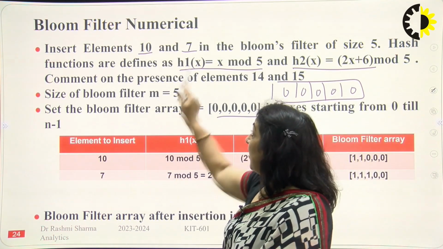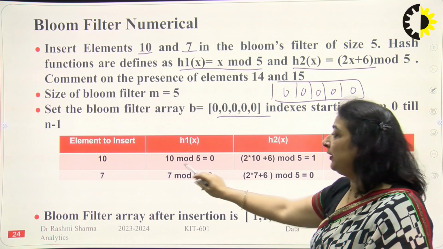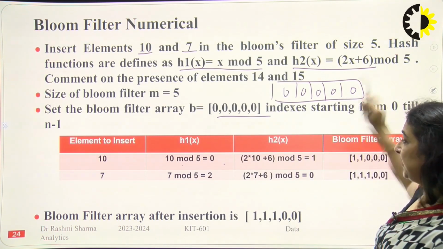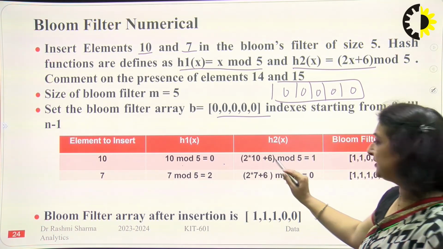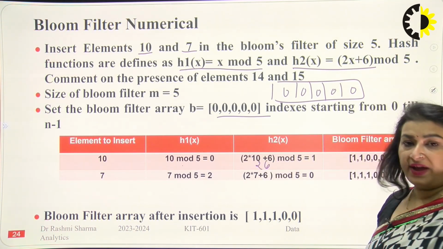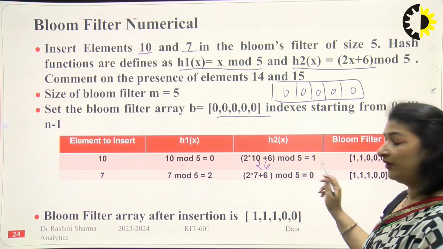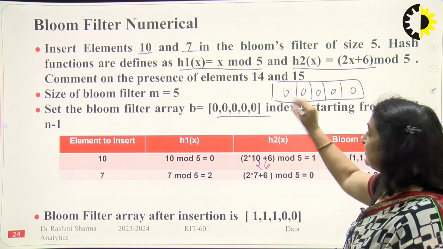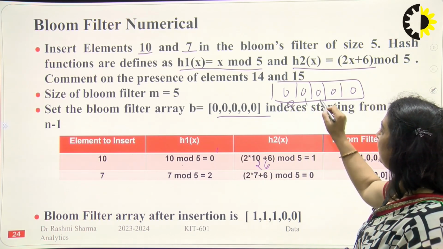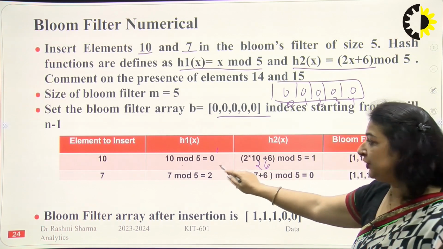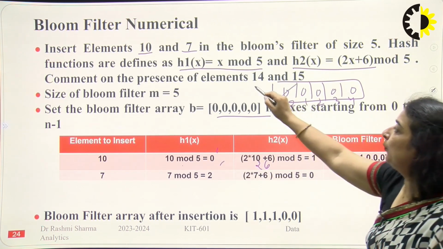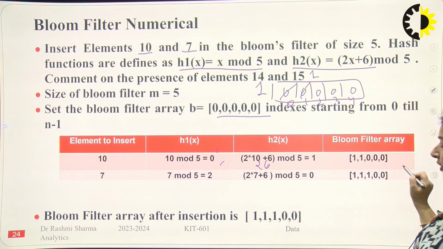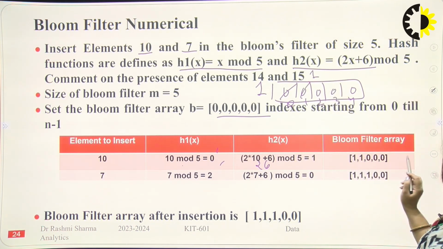Now 10, I have to add for both the hash functions. 10 mod 5 gives me 0, and 2 into 10 plus 6, that is 20 plus 6 is 26, mod 5 gives me 1. So I have to set the 0th bit, because it is size 5, so 0, 1, 2, 3 and 4. I converted the 0th bit to 1 and the first bit to 1. So my array now converts to 1, 1, 0, 0, 0.